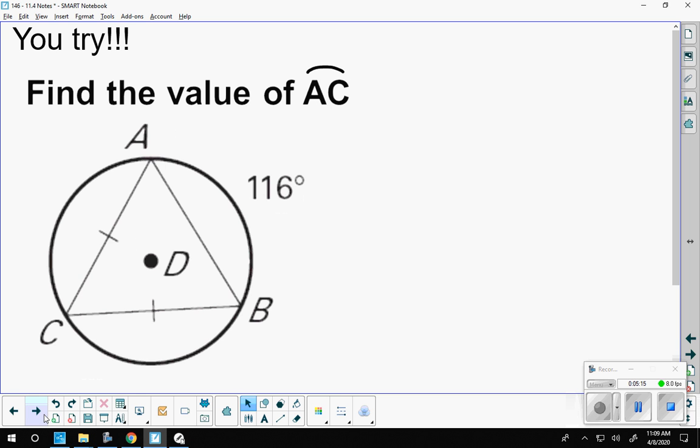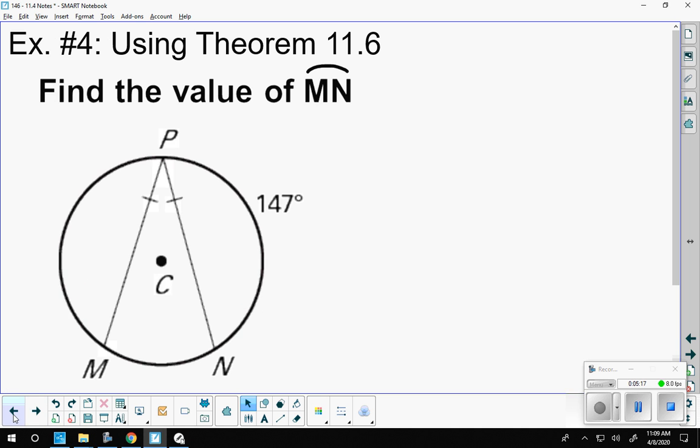I am not going to have you guys worry about these last two examples. I'm not going to put any on your homework, so don't worry about these last two. I'm going to take them off your notes. So that's it for this lesson.